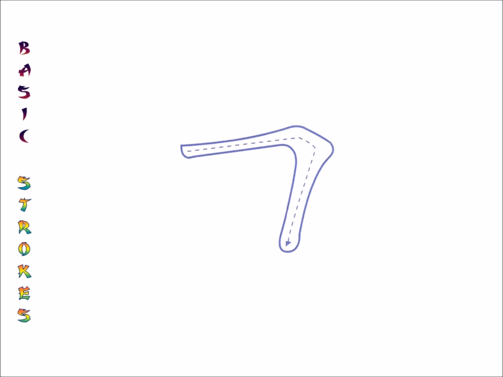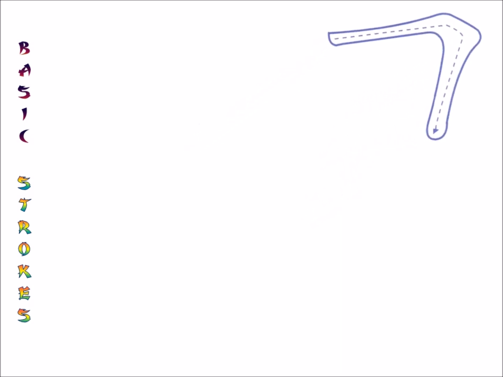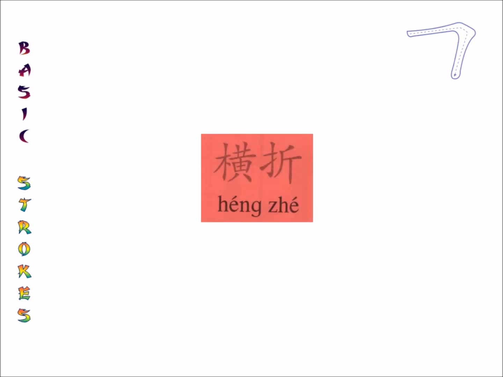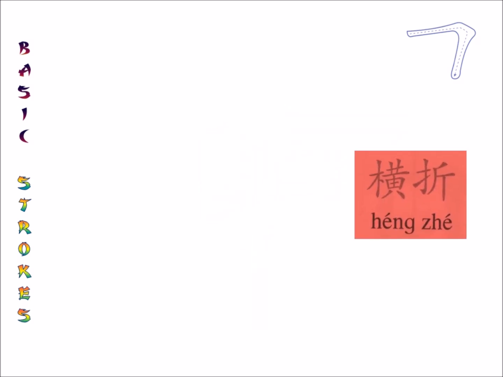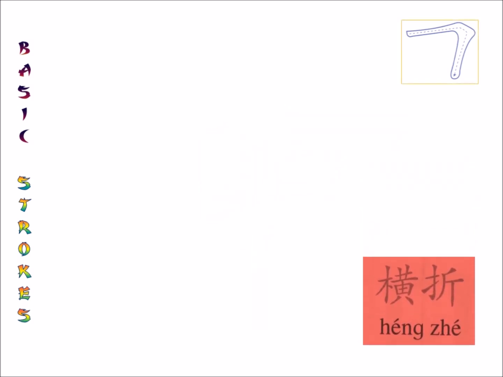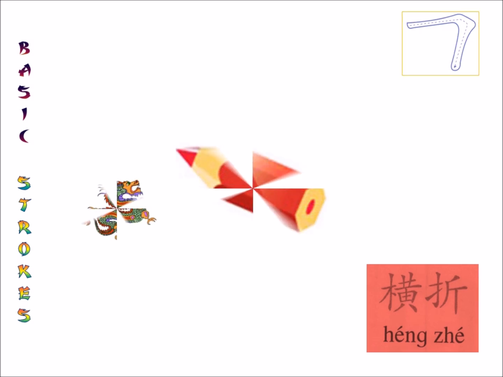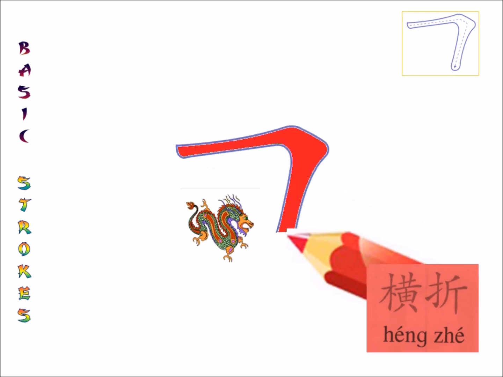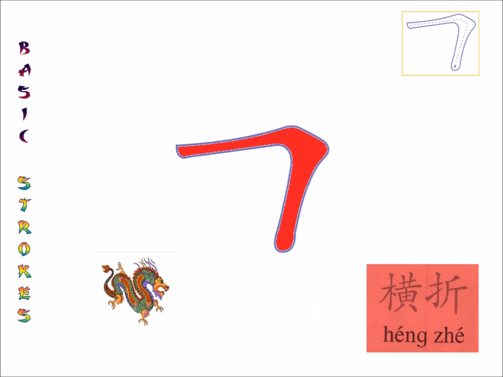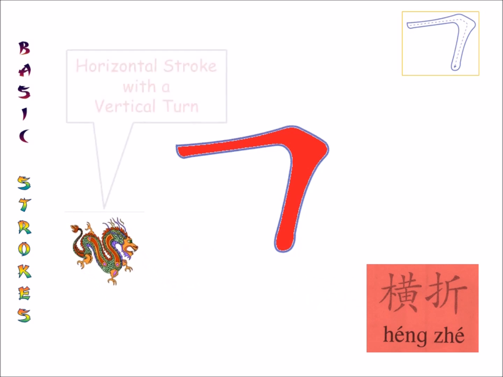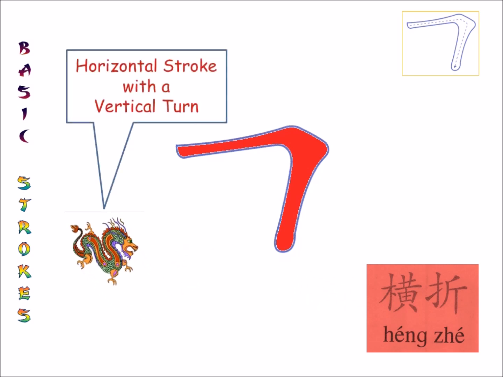Hanzhe. 横折。Horizontal stroke with a vertical turn.